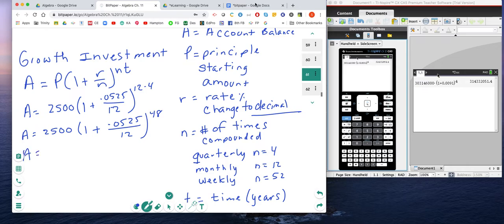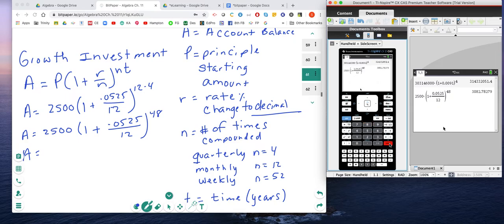A equals. We're going to go to our calculator. So we're going to go 2500 parentheses, 1 plus control divide 0.0525, arrow down. 12 is our denominator. Arrow out. Exponent is 48.